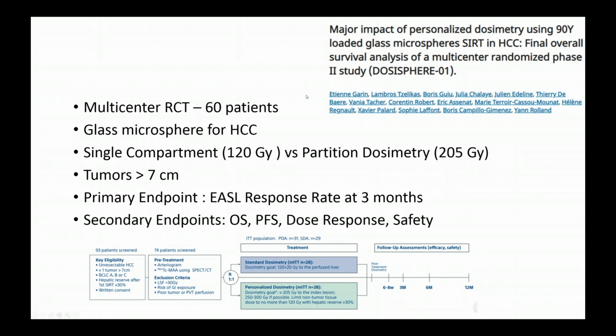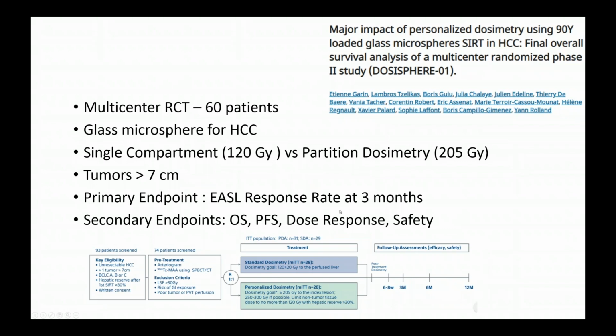So this is actually a huge study that was just finished and just presented at GI ASCO this year. The paper has not been written. This is a prospective dosimetry study done in France in a multi-center institution. I think it's a paradigm shift, by the same group, Dr. Gurin, who wrote the other paper I described. It compares the standard method of dosimetry, 120 gray to the entire compartment, versus advanced dosimetry, a minimum of 205 gray to the tumor, for all tumors greater than 7 centimeters.